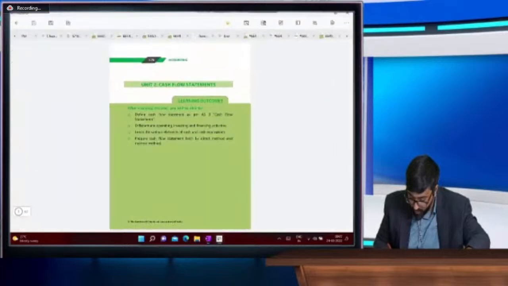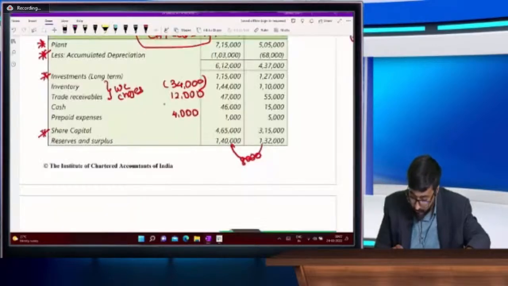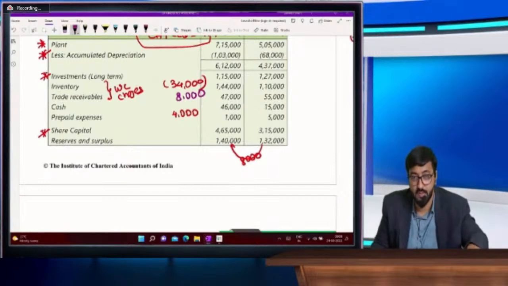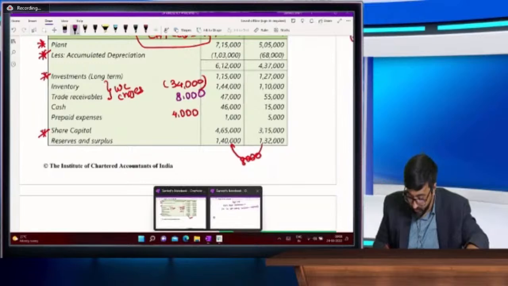For trade receivable 8,000. Sorry, for trade receivable it is 8,000. Yes, my mistake, 8,000. No beta, accounts are working notes. It's like single entry questions. Accounts are working notes.